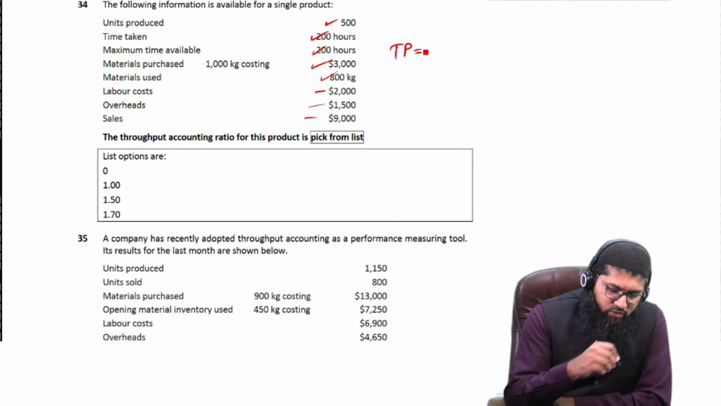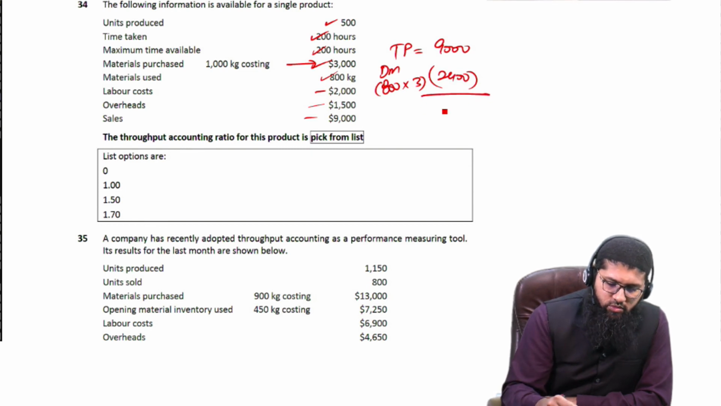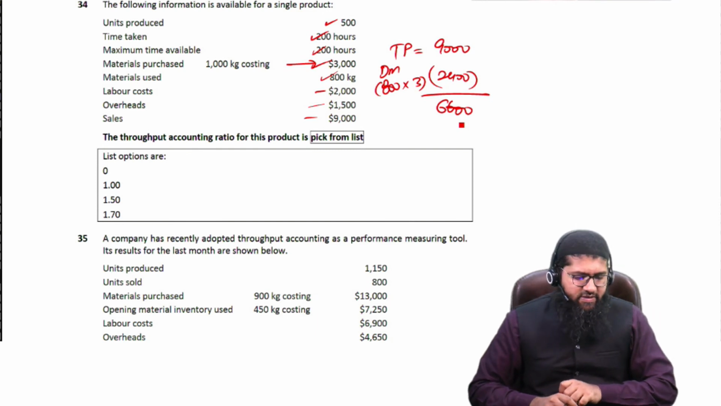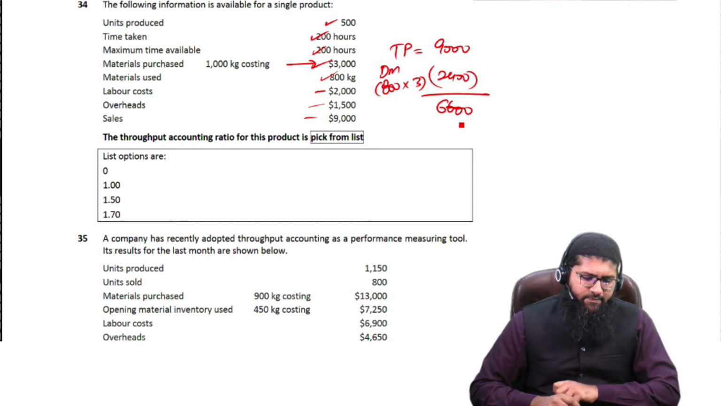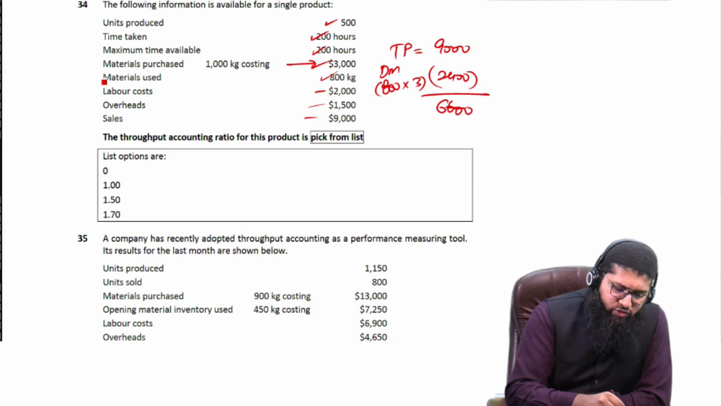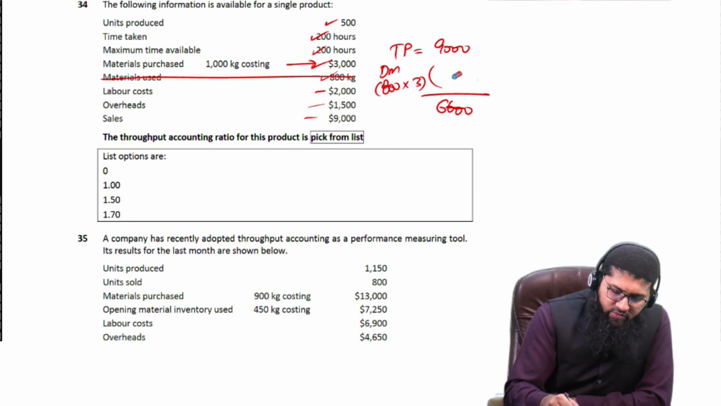First of all, throughput. 9,800 kg of material is used and you purchase it at the rate of 3, so this gives you 2400. Gives you 6600. But the problem over here is that when we calculate the throughput, we don't use the material used. We go by material which is purchased. We incorporate the entire material cost. So it's actually going to be like this: 3000. So you've got 6000 as the throughput.